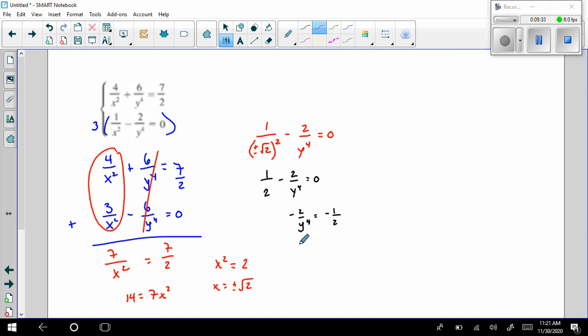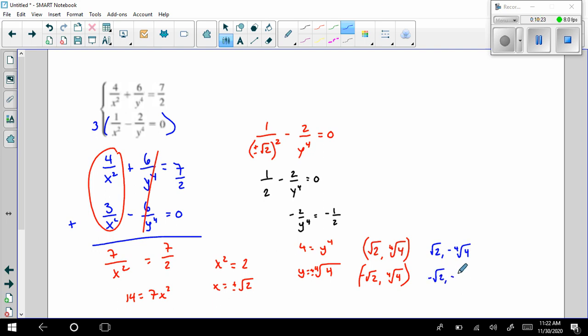Cross multiply, get that y off the bottom, we get 4 is equal to y to the 4th. And so y is equal to the 4th root, and that's positive or negative 4th root of 4. 4 doesn't have a 4th root. And so we have the square root of 2 that goes with the 4th root of 4. And we have negative square root 2 that goes with the 4th root of 4. And then we have the square root of 2 that goes with negative 4th root of 4. And we have negative square root 2 that goes with negative 4th root of 4. So this one has 4 solutions.